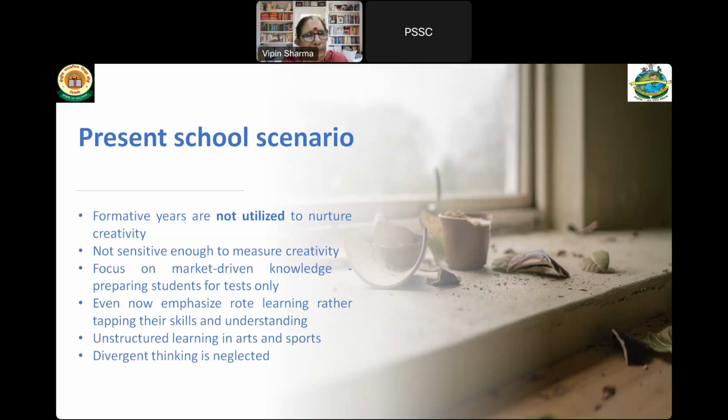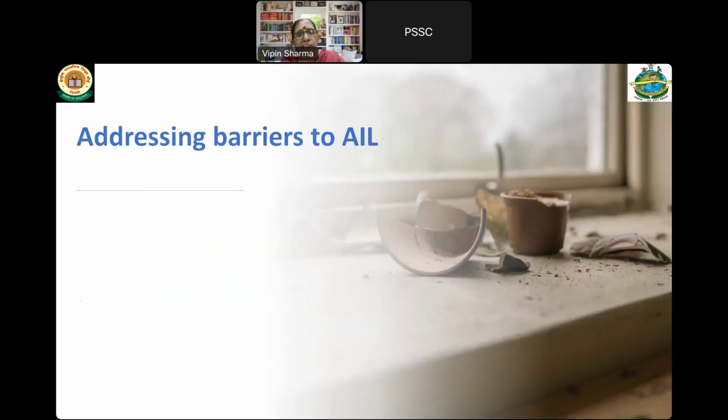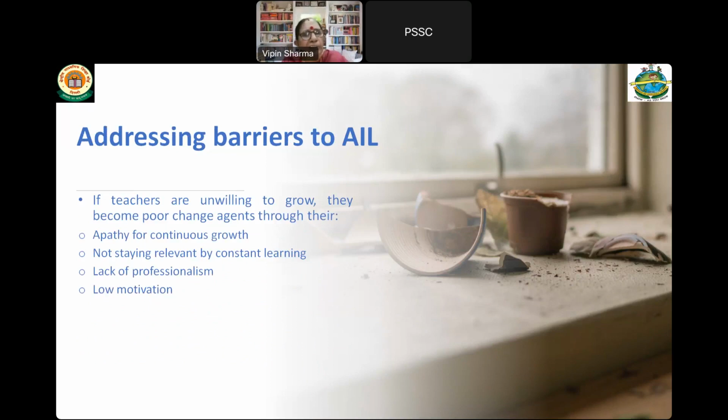Divergent thinking is neglected. That should not happen. Barriers: if teachers are unwilling to grow, then we cannot do that. So let us not be the barrier. Let us be the change makers. Teachers are the change makers.